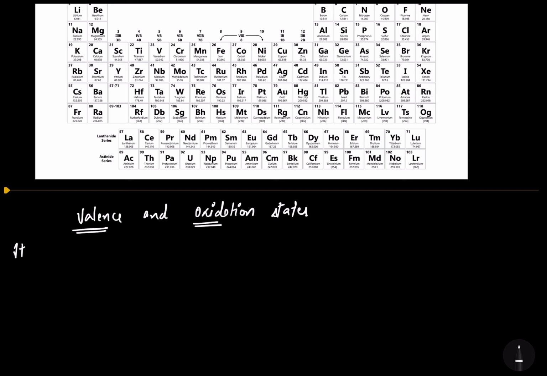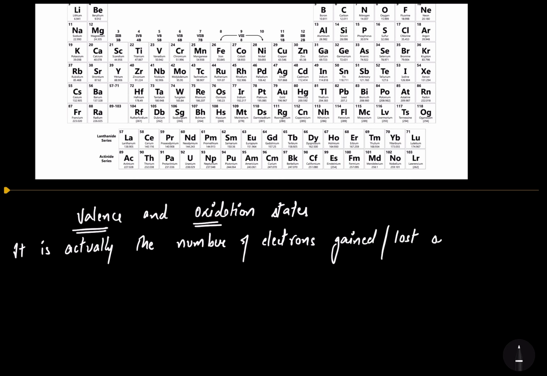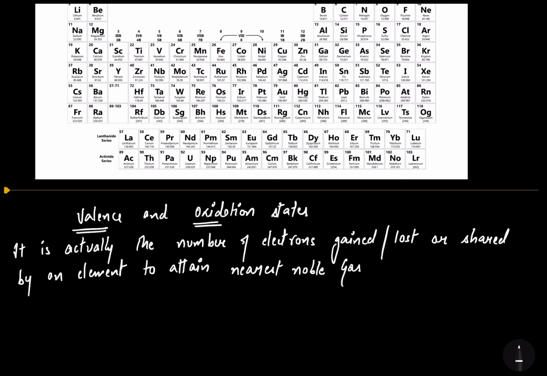It is actually the number of electrons gained, lost, or shared by an element to attain the nearest noble gas configuration. Nearest noble gas configuration.